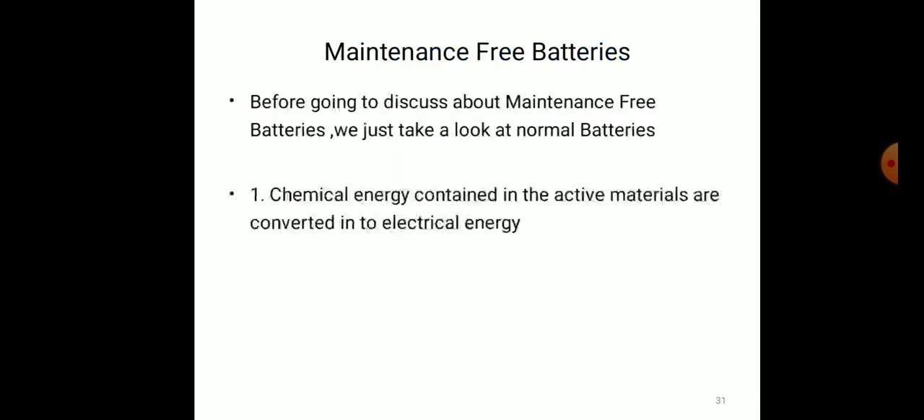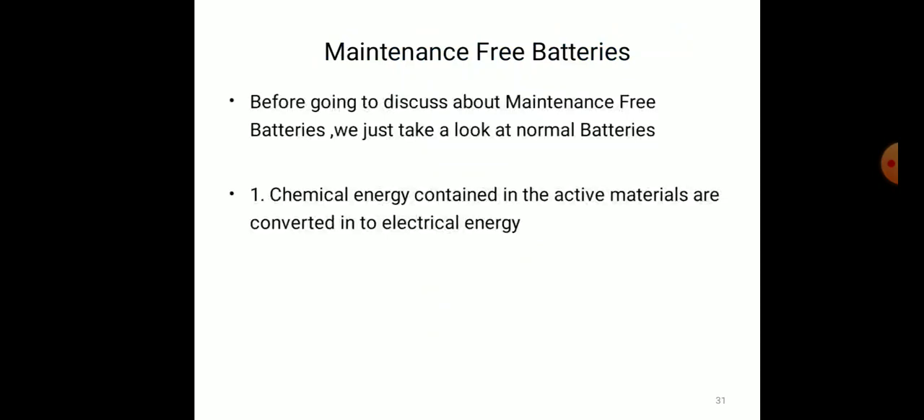Another type of battery is the maintenance free battery. So what is the maintenance of the battery? Why do we need to maintain the battery? The meaning is, secondary cells or primary cells. Primary cells are use-and-throw type of materials, so we do not need maintenance for them.